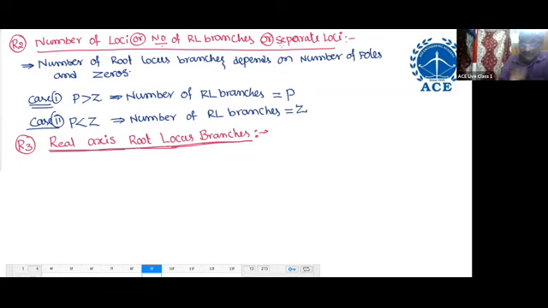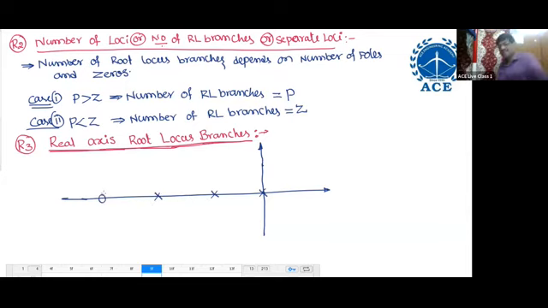Listen, all of you. A point lies on a root locus branch means, for example, I'll select some poles and zeros: here one pole, here one pole, here one pole, here one zero. I selected some poles and zeros on the real axis. Now select a point on the real axis. I selected a point here.